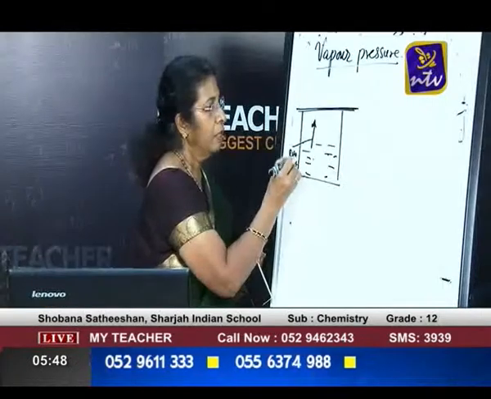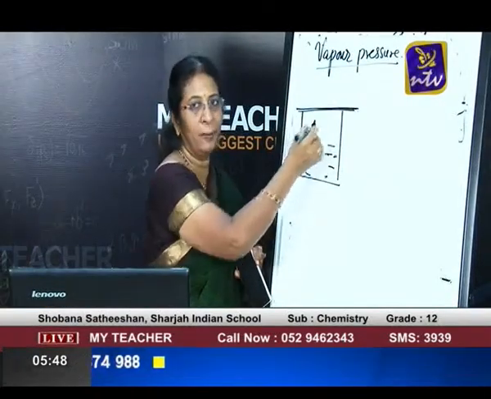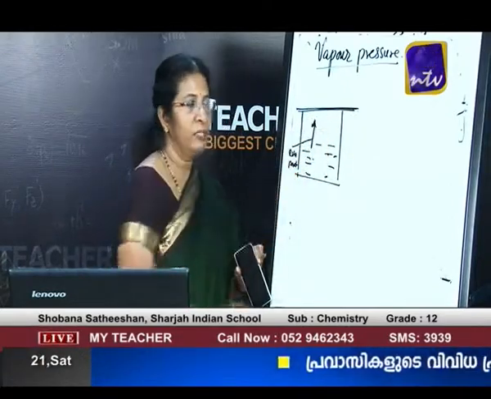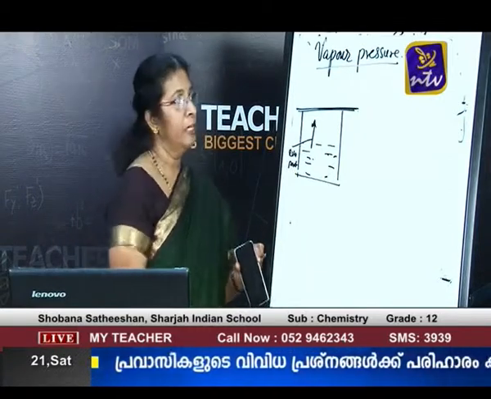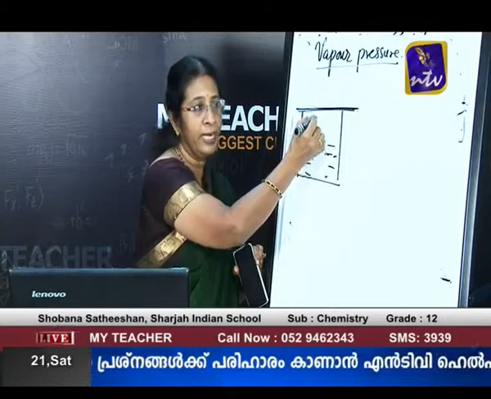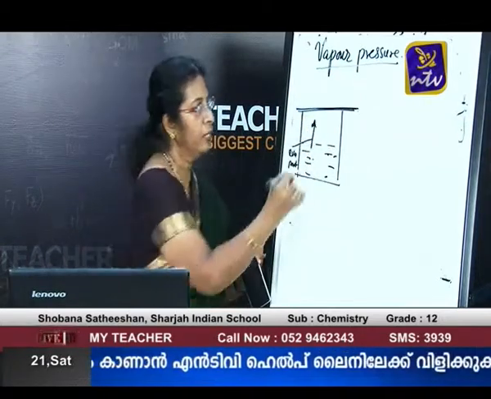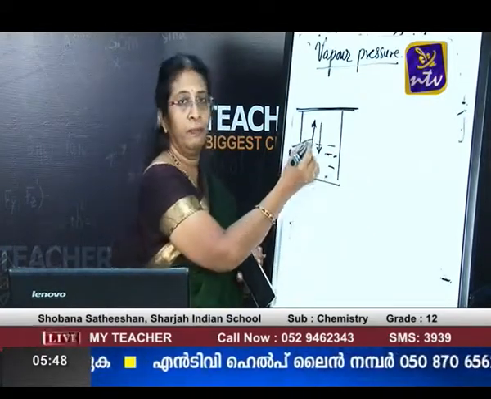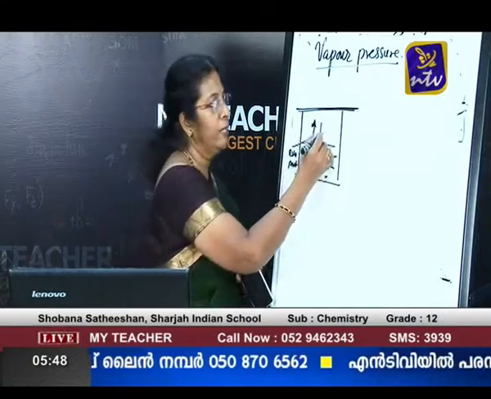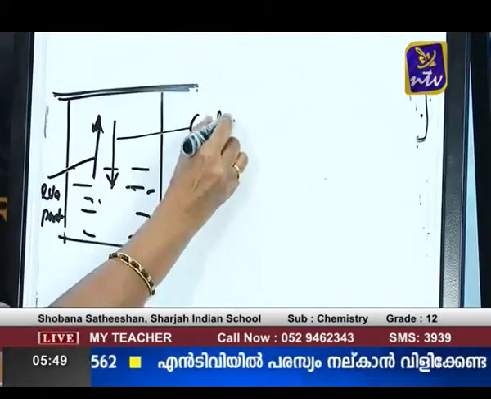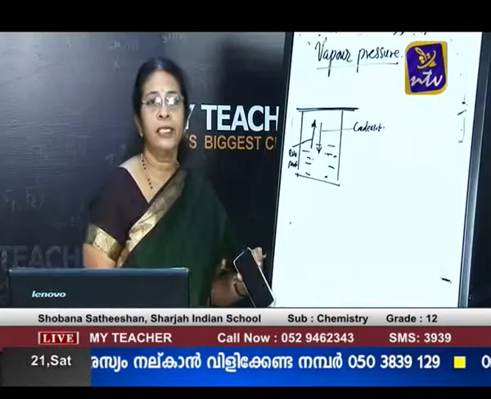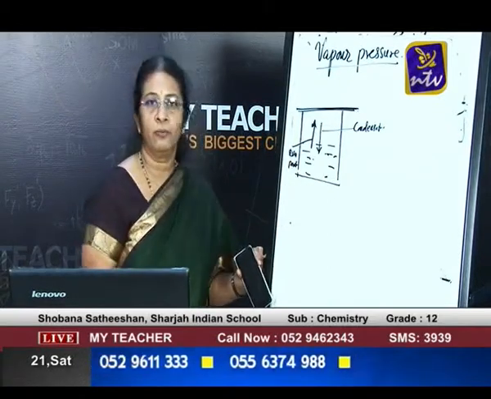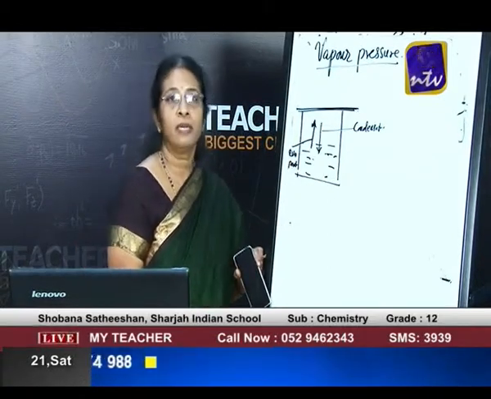When enough number of molecules are there in this space, again what happens? They also have different kinetic energies. Out of these various molecules, they also start colliding with each other. A molecule which is having lower kinetic energy will come back to the liquid. That is what is known as condensation. Initially there is only evaporation. After some time, condensation also will take place. And a stage will be reached. What is that stage? Rate of evaporation becomes equal to rate of condensation. That particular stage is known as the equilibrium stage.